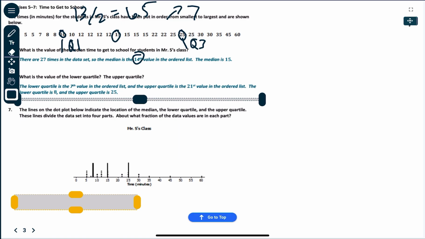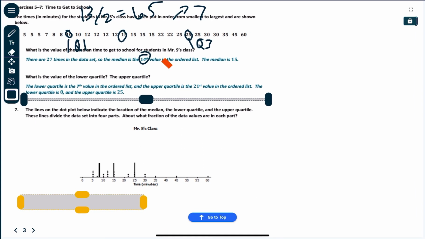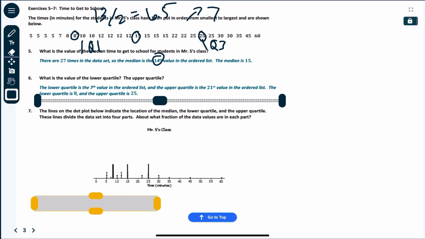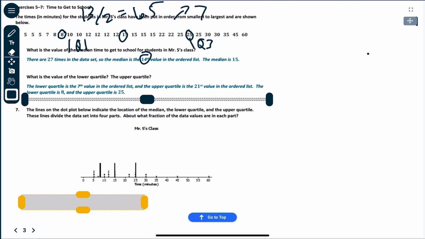Did I miscount again? Well, this has us at 8. 1, 2. I did. How about that? Miscounted again. This 8 is the lower quartile. Okay. I just can't count with this, and it doesn't want to stay over here. If you count over, that'll be the 7th value.